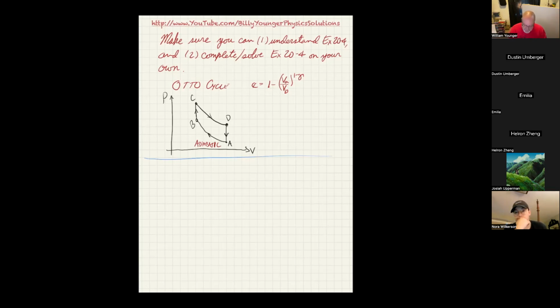So for instance, let's start off with, I'll go ahead and write across the top, I'm going to say this is refrigerators, AC, and heat pumps. So refrigerator.